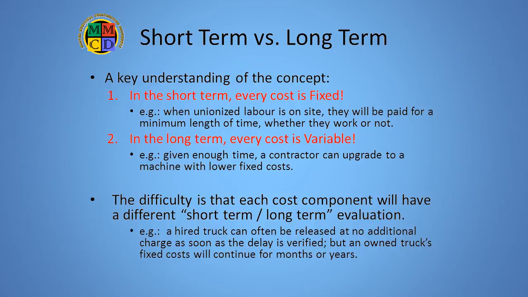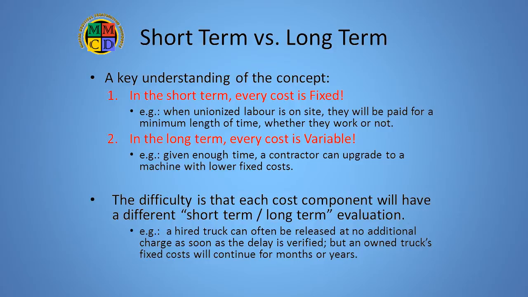In the long term, however, all costs become variable, as there will be ways to mitigate or eliminate the normally fixed cost components. For example, if a job is delayed from the fall to complete next spring, in most cases, all labor and equipment standby charges should disappear, as those assets are redeployed or disposed of.